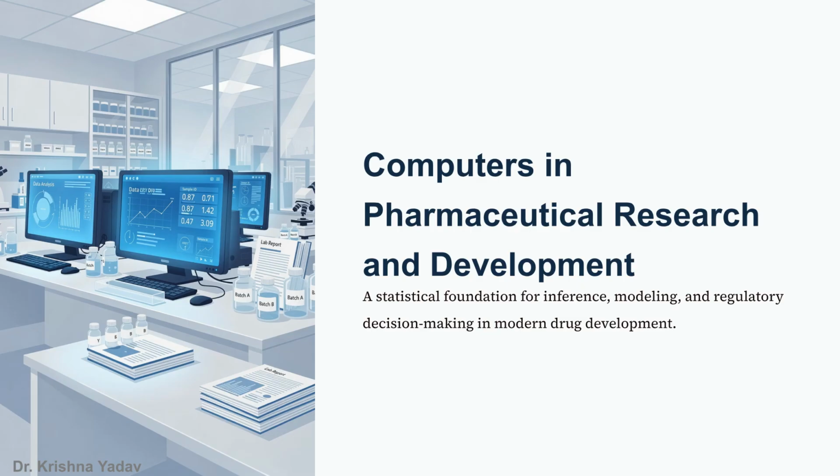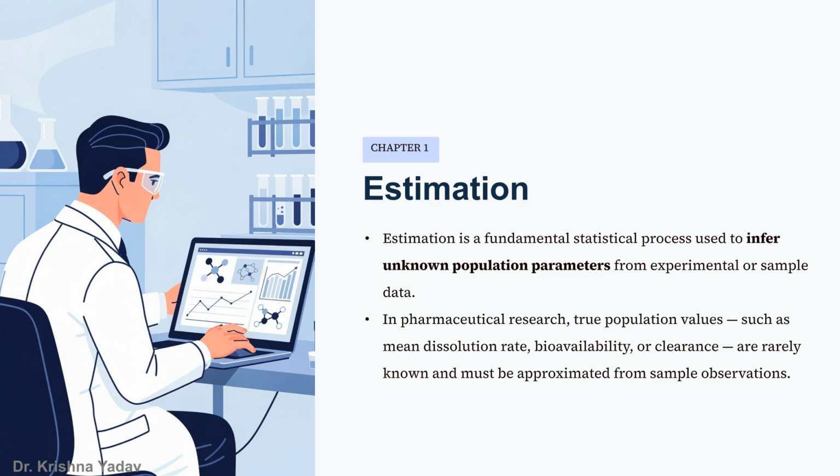This section focuses on the use of computers in pharmaceutical research and development. They provide a statistical foundation for inference, modeling, and regulatory decision-making in modern drug development. Chapter 1 discusses estimation. Estimation is a fundamental statistical process used to infer unknown population parameters from experimental data.